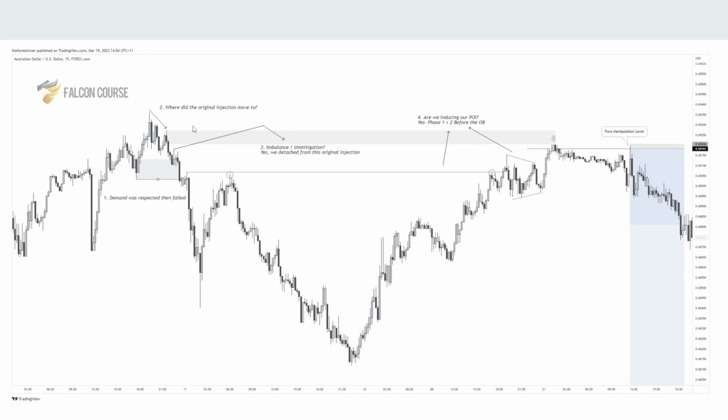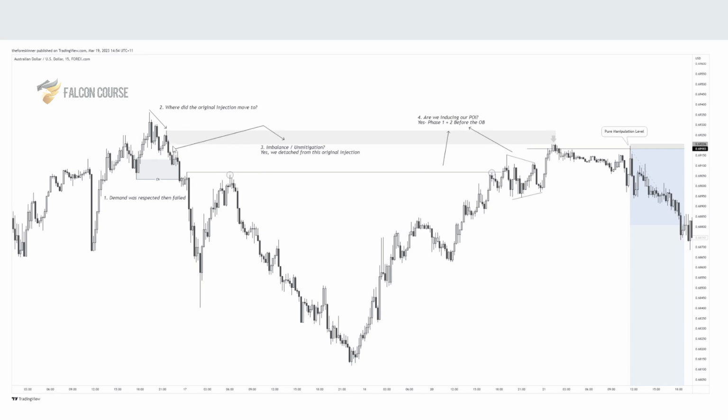So a good idea is to start from the very top, okay? So very top of where that injection was, and to move down to see where that money actually moved to. In this case, we had that original injection. Lack of imbalance here, price came, swept a little wick, price came up again, grabbed that money, and then here we had imbalance, we had detachment, okay?